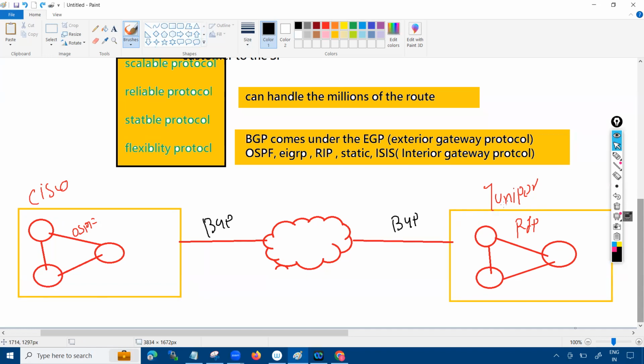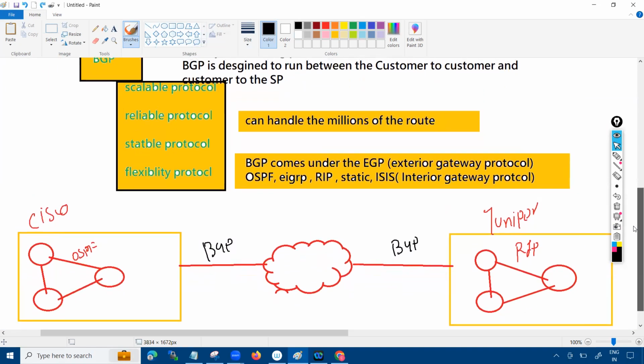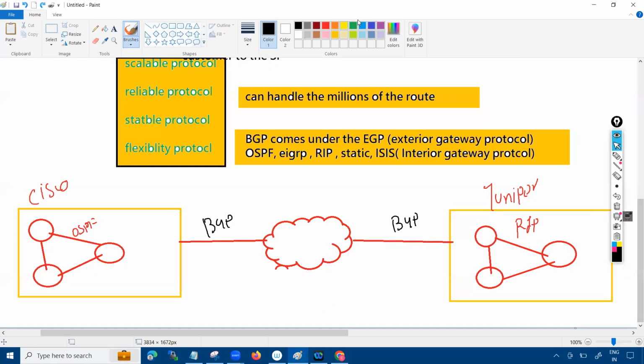Guys, does anyone have a question till this point? Yes, sir, a doubt. Can you repeat again? So exterior means between the companies and the service provider, and interior means within the company's network, where we run these protocols. If you focus on the name, exterior means outside the network and interior means inside the network.